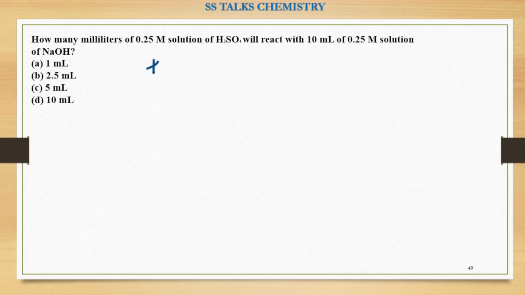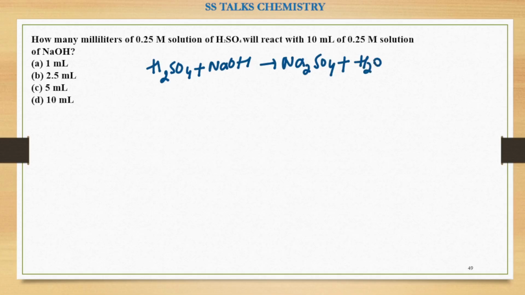So treatment of H2SO4 with NaOH is going to give you Na2SO4, and along with that water will be formed. Here a factor of 2 has to be included. At the end point, it's better to say at the equivalence point, equal amounts of these would have reacted.